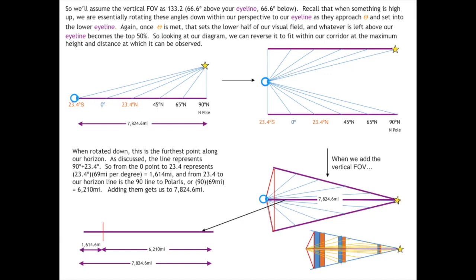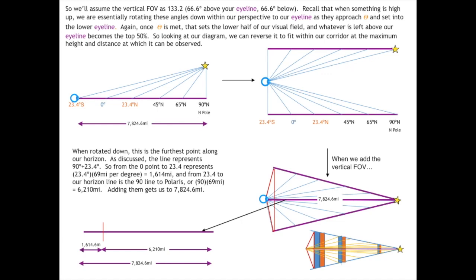So from the 0 point to 23.4 represents about 1,614 miles, 69 times 23.4. And from the 23.4 mark to our horizon line is basically the 90 line to Polaris, or 90 times 69, which is 6,210 miles. And adding them up gets us our 7,824.6 miles. As you can see on the lower left, we've kind of outlined how those distance relationships work themselves out.